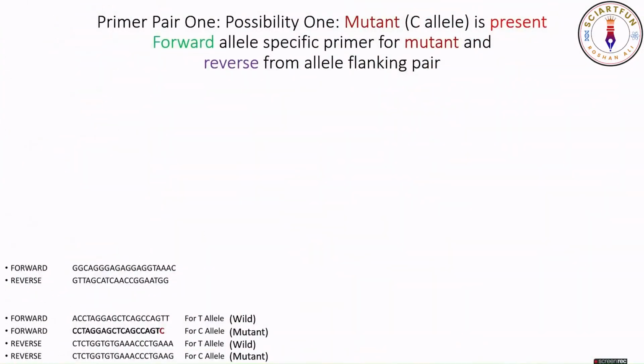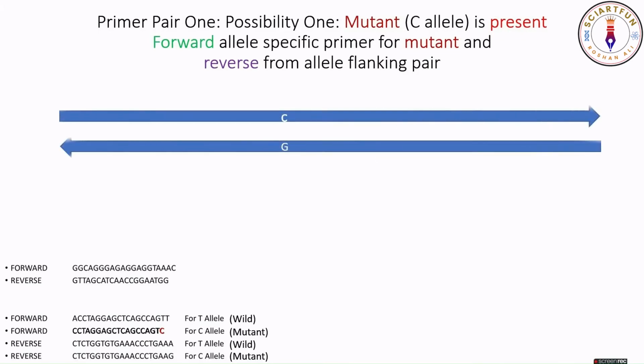Primer pair 1, possibility number 1, that is, mutant allele is present in the sample. First you put your sample in the PCR tube. As we have already supposed that this sample contains the mutant type C allele, so one of the DNA strand will have C and the complementary strand will contain G. Now add the forward allele specific primer for mutant, which will bind at the SNP position during PCR cycles.